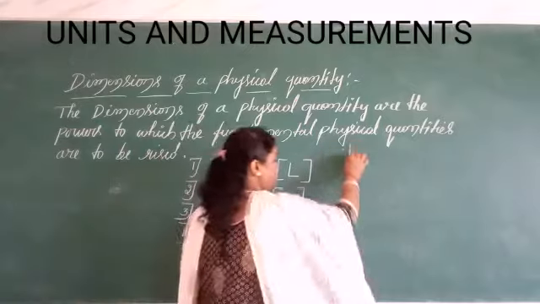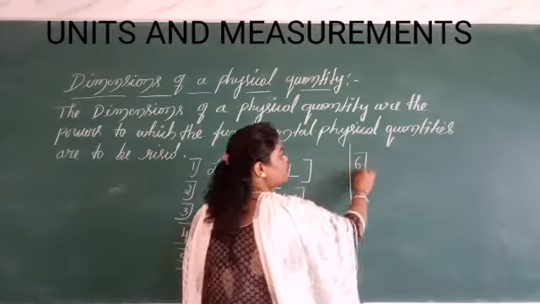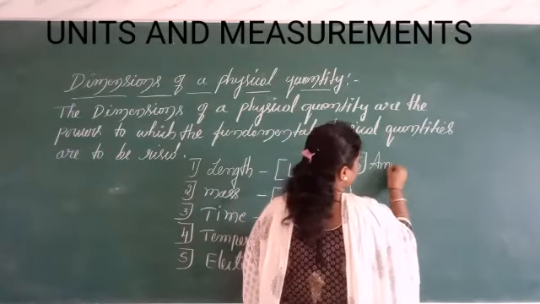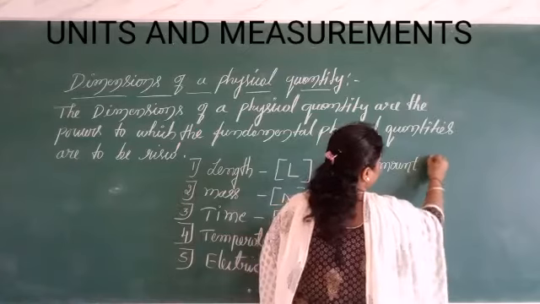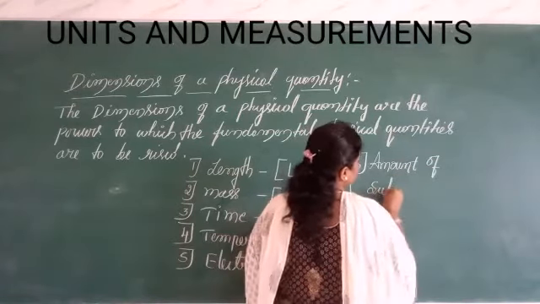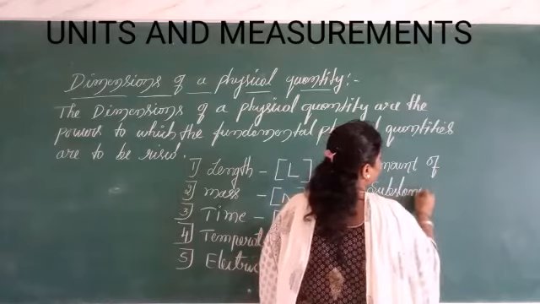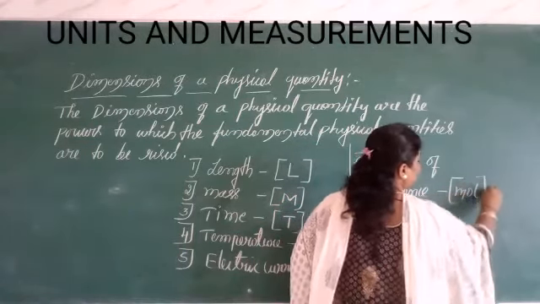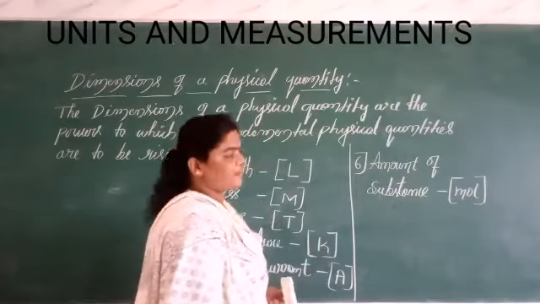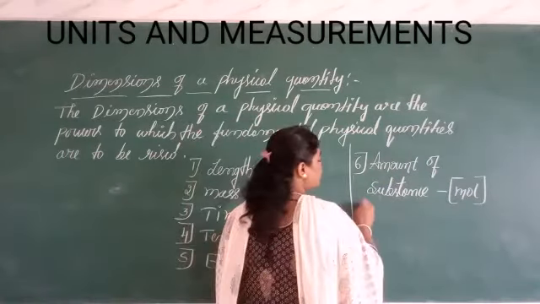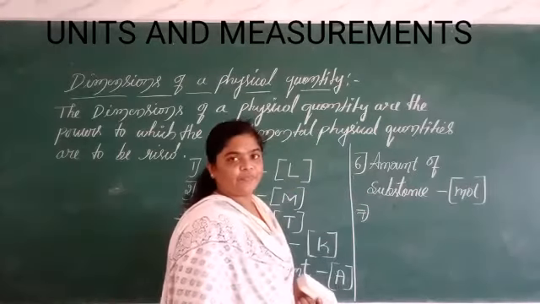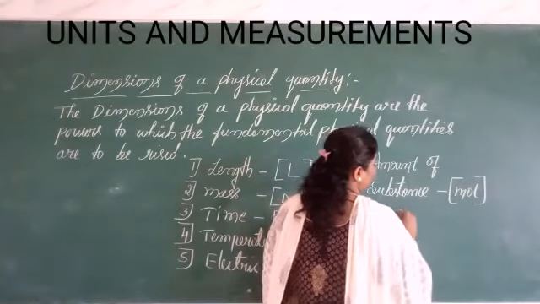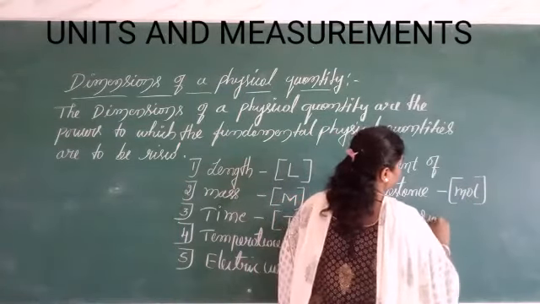And next, the sixth fundamental physical quantity is amount of substance. Then the seventh, the last fundamental physical quantity, is luminous intensity.